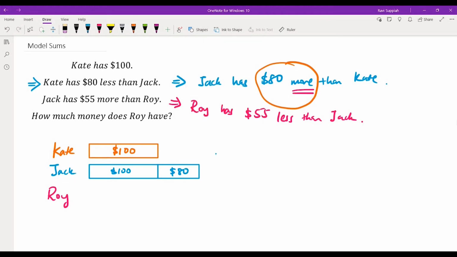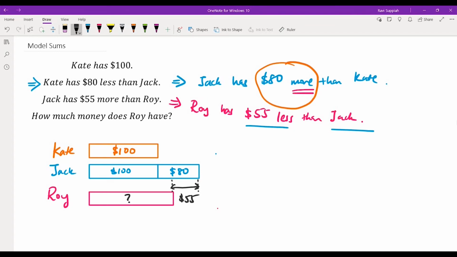Okay, so let's draw the block first. Okay, so as you can see over here, I've drawn a block for Roy, and the length of this block is shorter than what I've drawn for Jack. Alright, and because we know that Roy has $55 less than Jack, the difference over here, this difference, is basically the $55. And what we are supposed to find is the amount of money that Roy has.